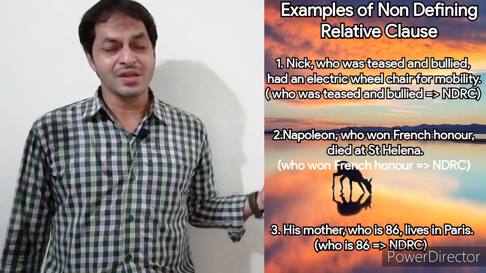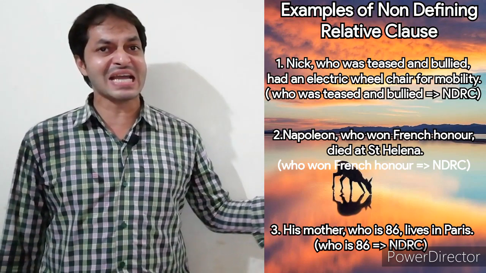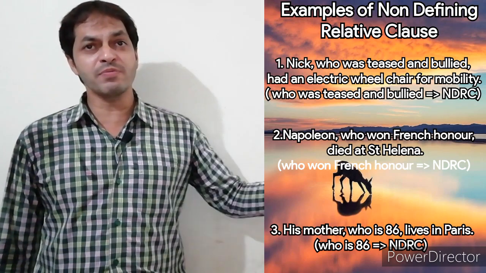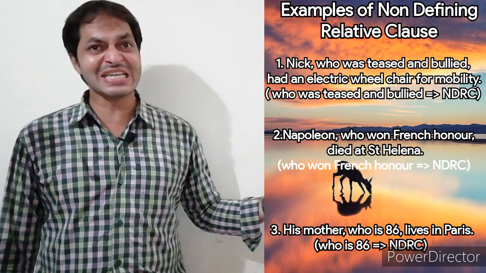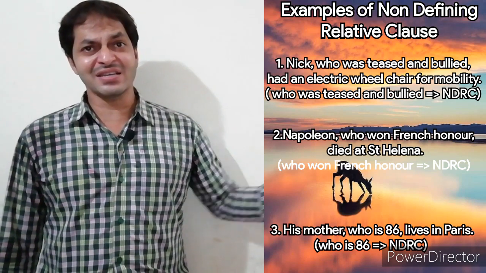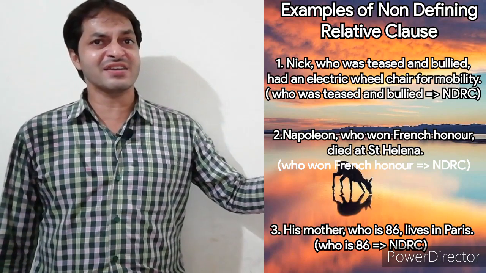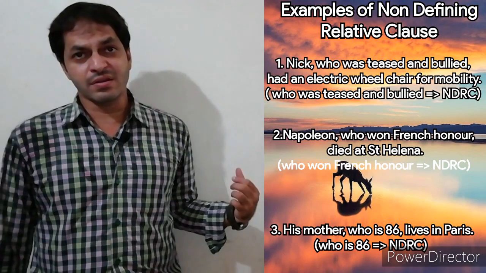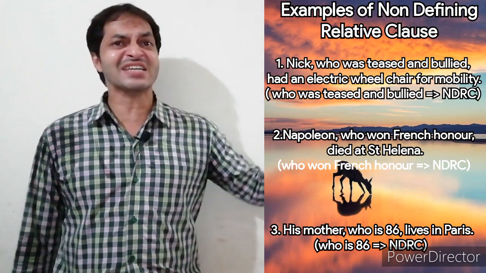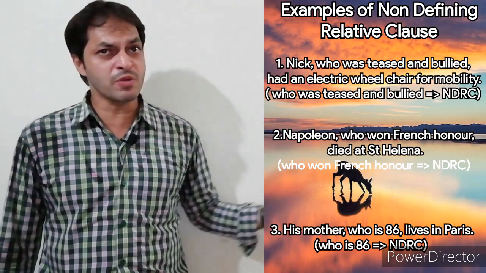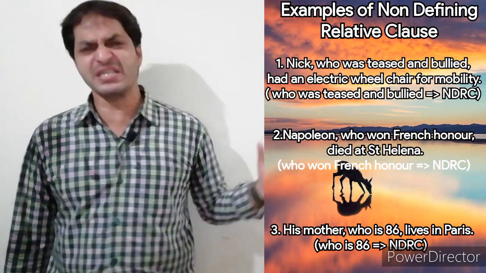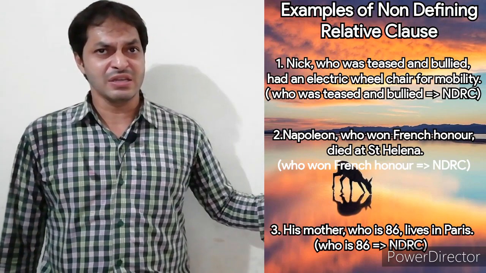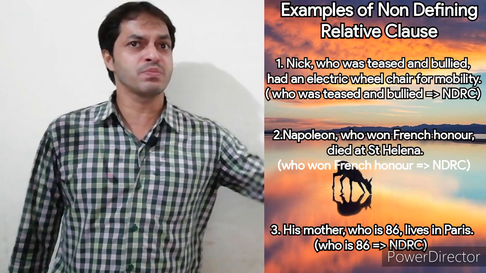Dear students, let us get through the examples of non-defining relative clause. First example, Nick, who was teased and bullied, had an electric wheelchair for mobility. Who was teased and bullied is a non-defining relative clause. Strike out and read out the sentence. Nick had an electric wheelchair for mobility. It gives complete sense. No need to incorporate NDRC, who was teased and bullied.